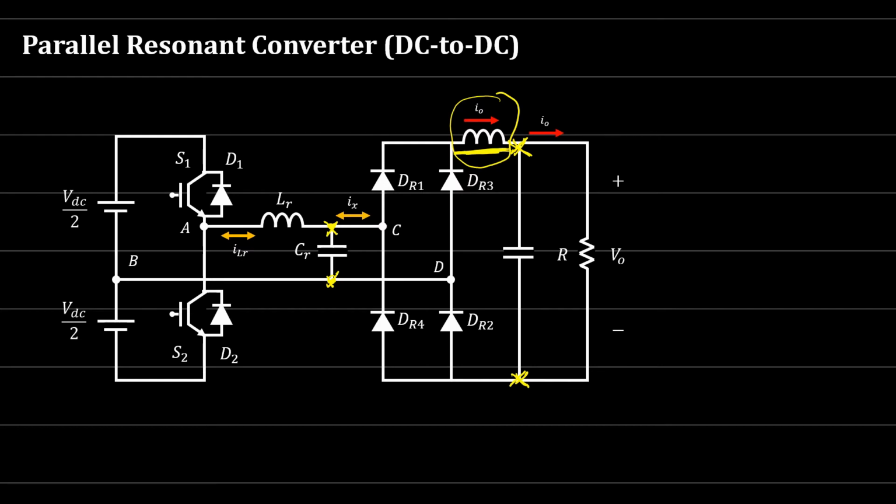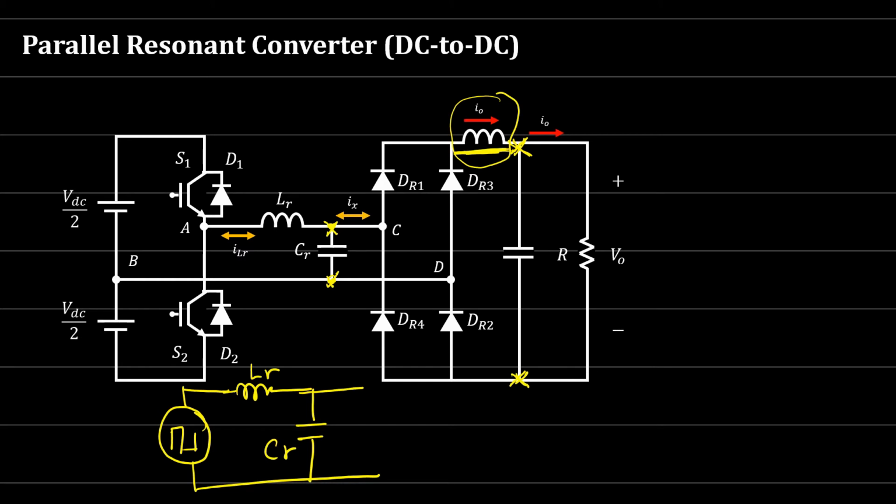connected in parallel. Okay, this circuit can be replaced by a square wave source here, right? And we have the inductor LR, we have the capacitor CR, and here we have a current source, right? This is plus minus I out. Okay, this value is plus minus I out. I will say this is ILR, plus minus.